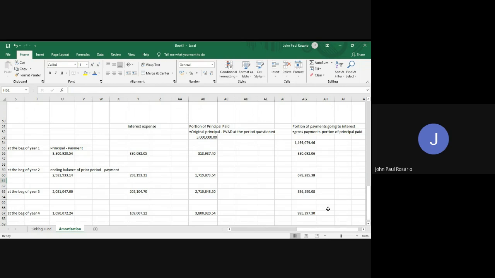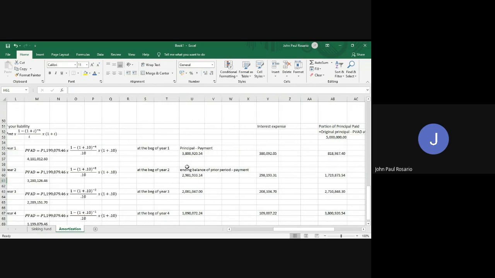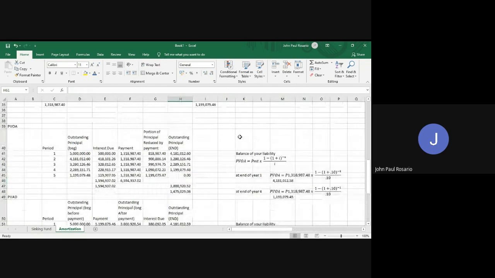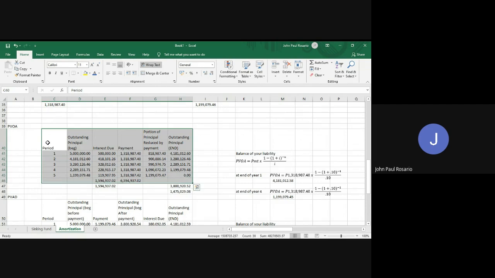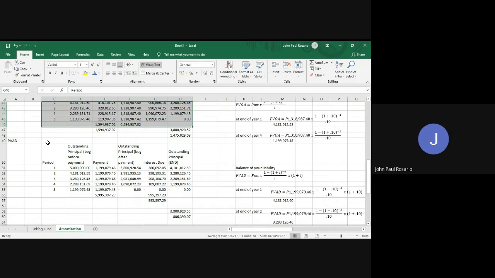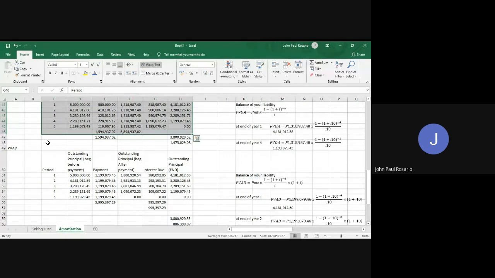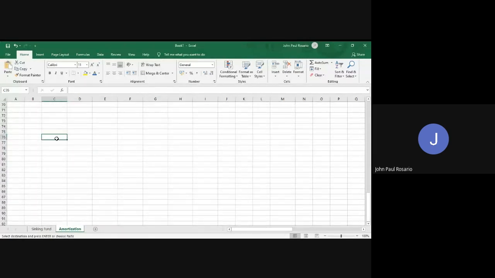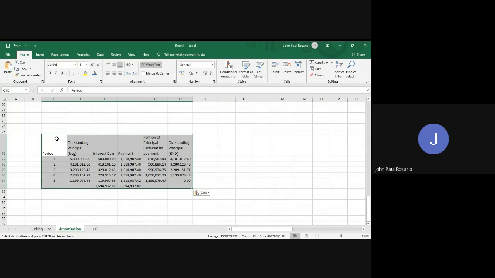Oh, sige, on this last one, what if, for example here, let's just focus on PVOA. So let's copy muna the table for PVOA. By the way, I think that's just it naman siguro, no? It's amortization. Yeah, I already discussed that. Okay. So what if dili siya equal payments? I mean, like, ang last na payment is dili equal sa rest of them.